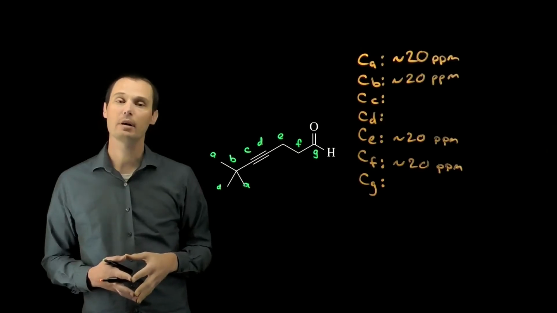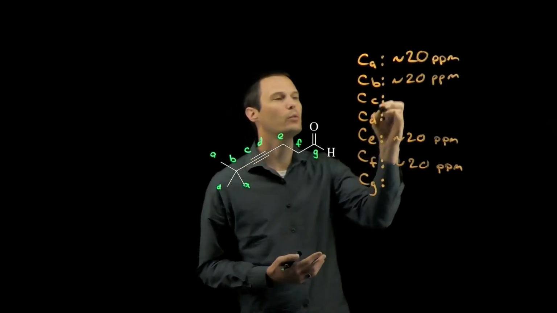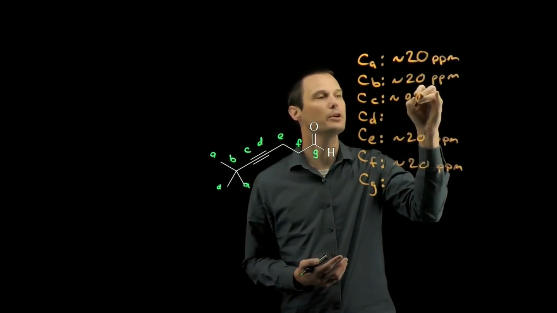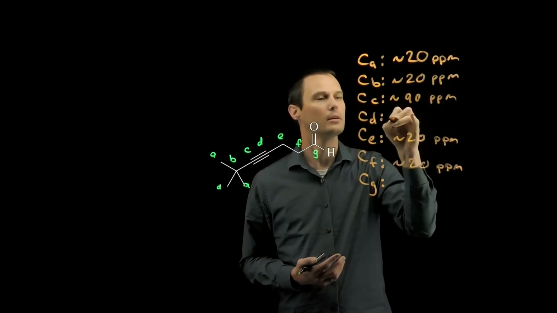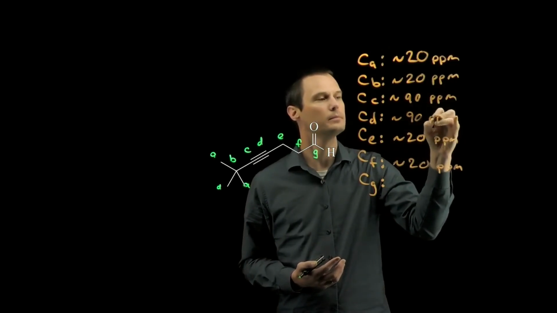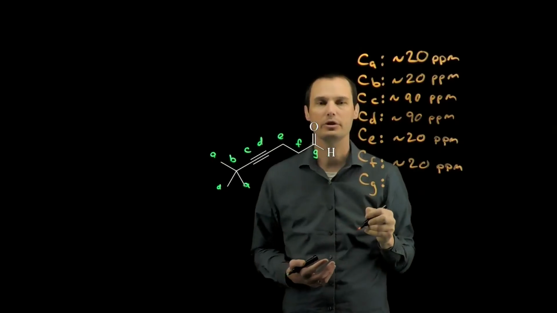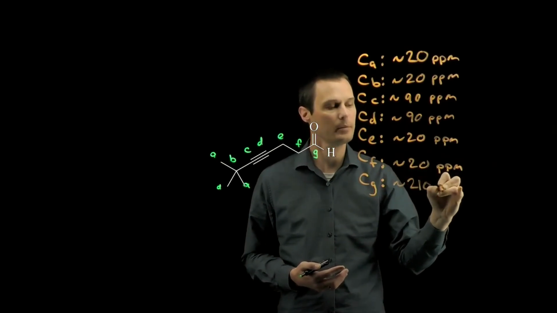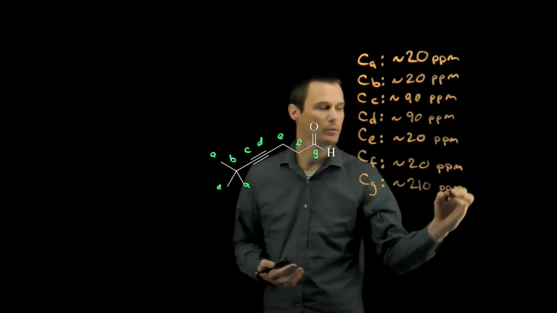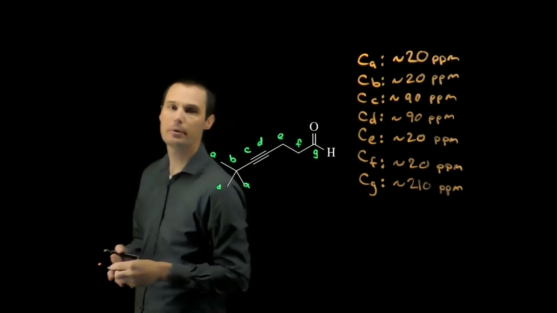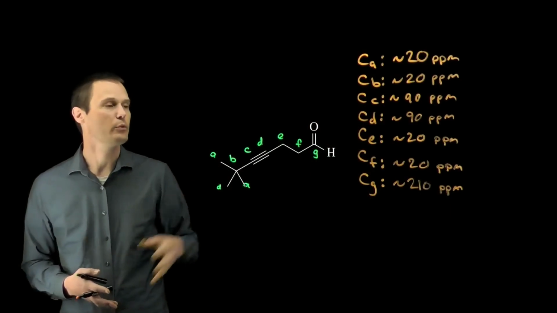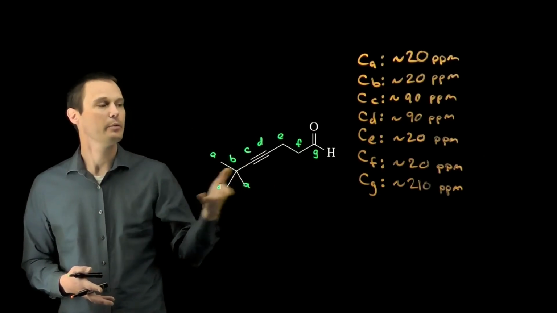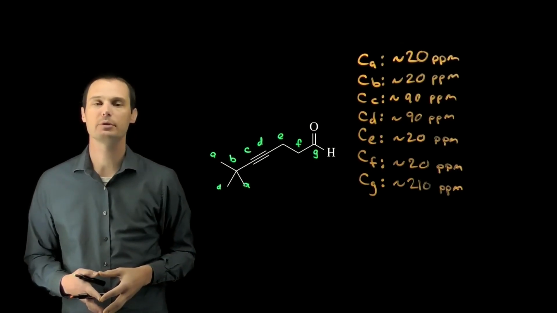Carbons C and D are part of the alkyne, so they'll have a chemical shift of around 90 parts per million or so. That leaves carbon G. Carbon G is part of the carbonyl, so it will have a chemical shift of approximately 210 parts per million, give or take. Will it be exactly 210? No, probably not, but it will be close to 210 in that region. These are the approximate chemical shifts for the carbon NMR signals for this particular structure.